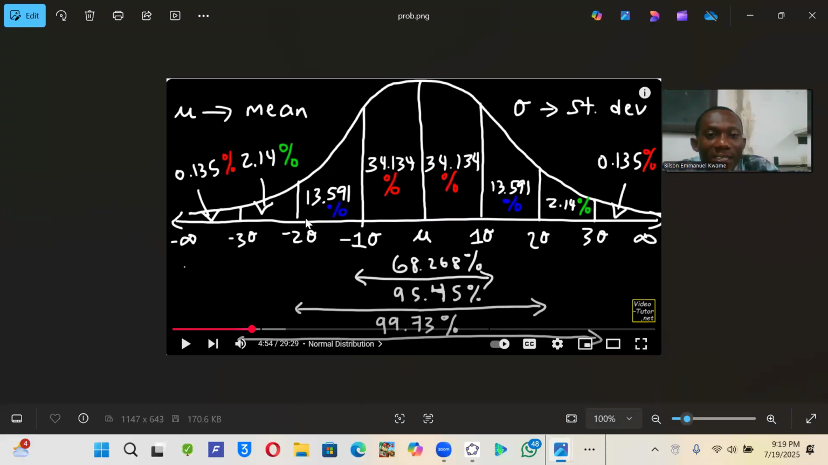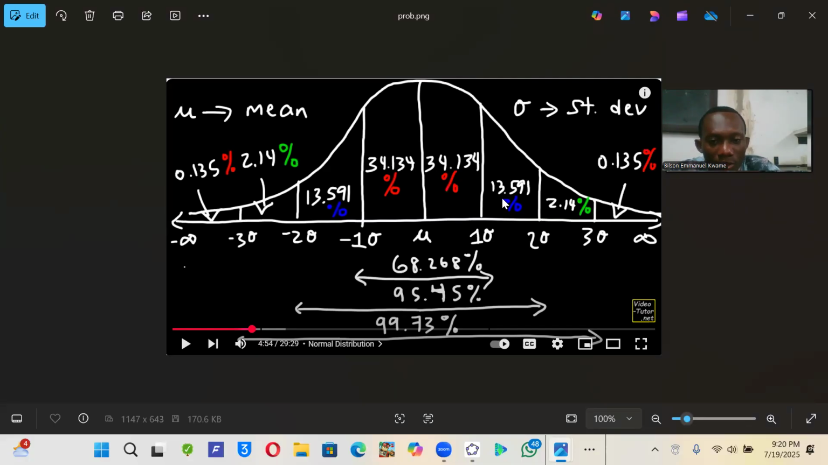So when we come here, it is 13.591. So the question is, how did the person get this picture? How was it possible? To do that, you just subtract the probability from -2, this region to the second region, minus the probability from -1, this region to this region. Then you divide by 2. That is how they got this.